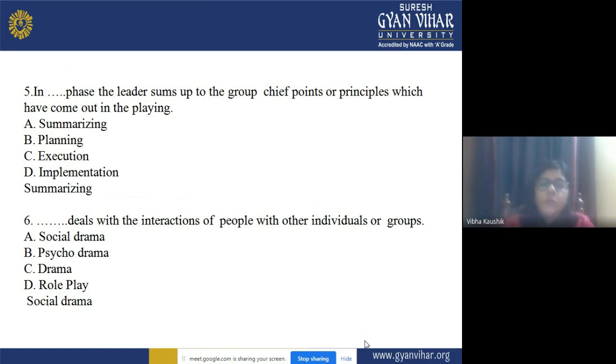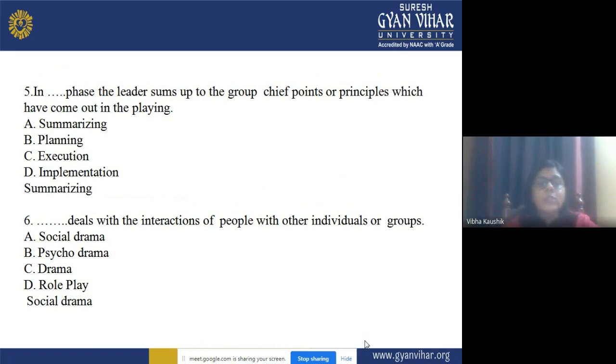Now, which phase are we talking about, where the leader has to sum up the important points to the group, the principles which have come out in the play? The options are A. Summarizing, B. Planning, C. Execution, or D. Implementation. So the correct answer is option A, that is, in the summarizing phase, the leader sums up the main points which have come out in the play.